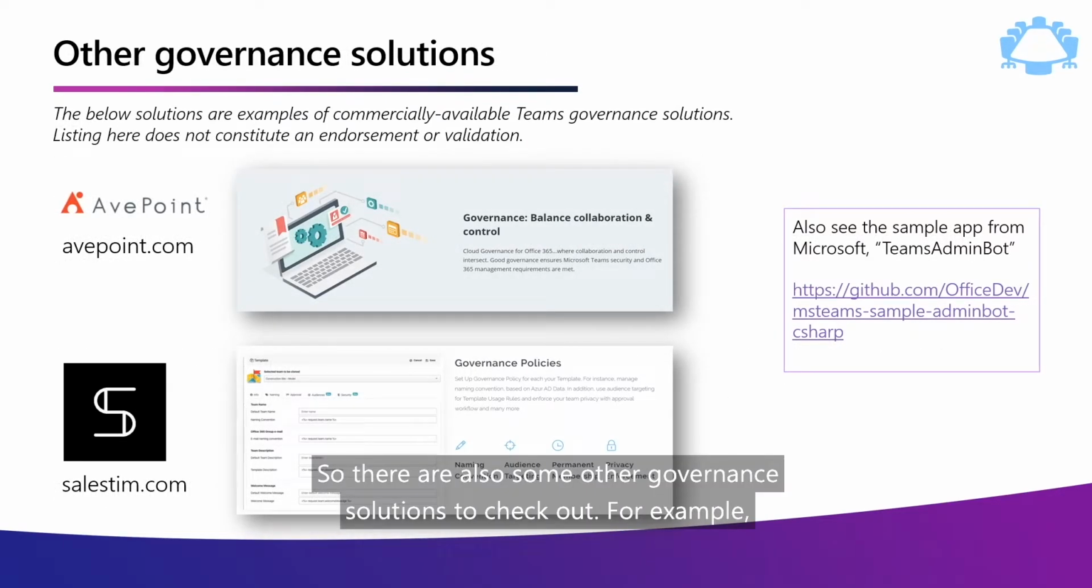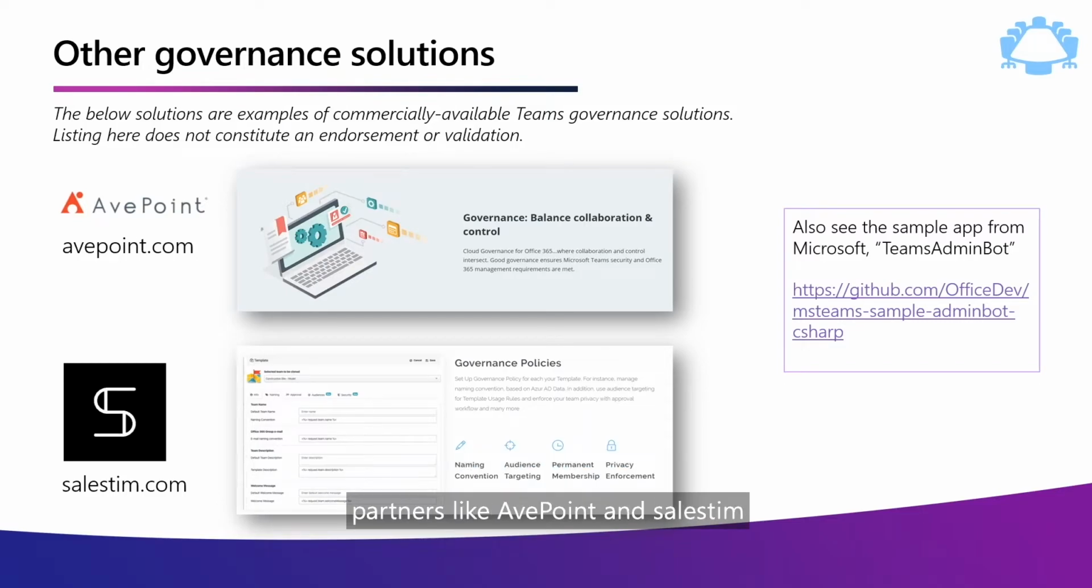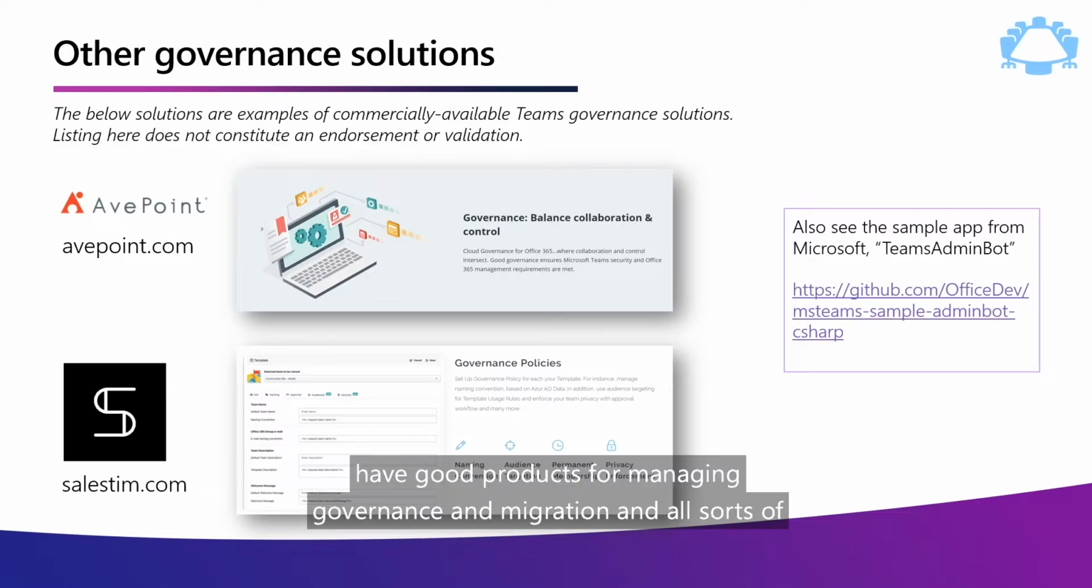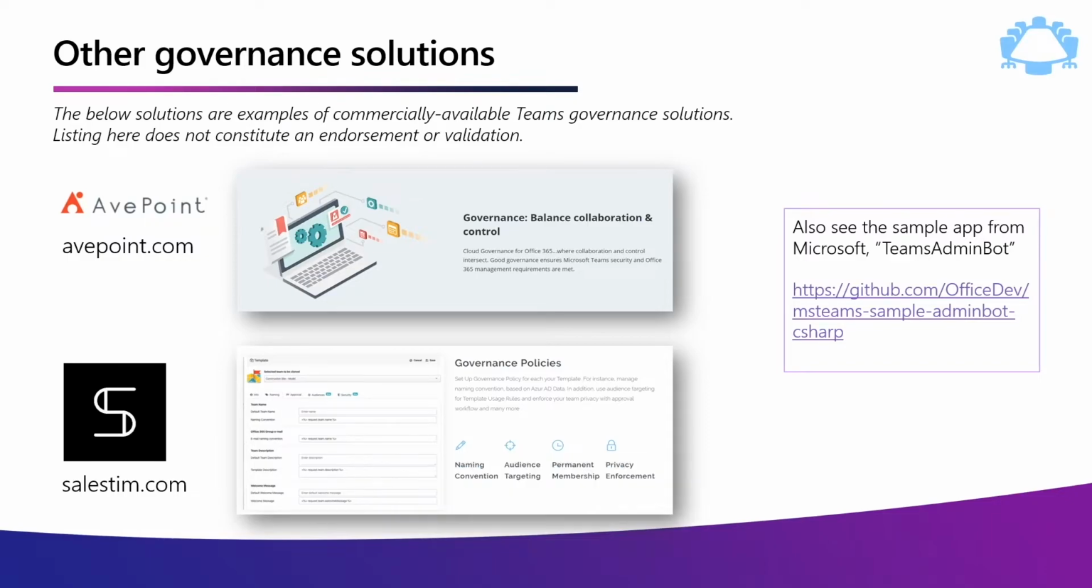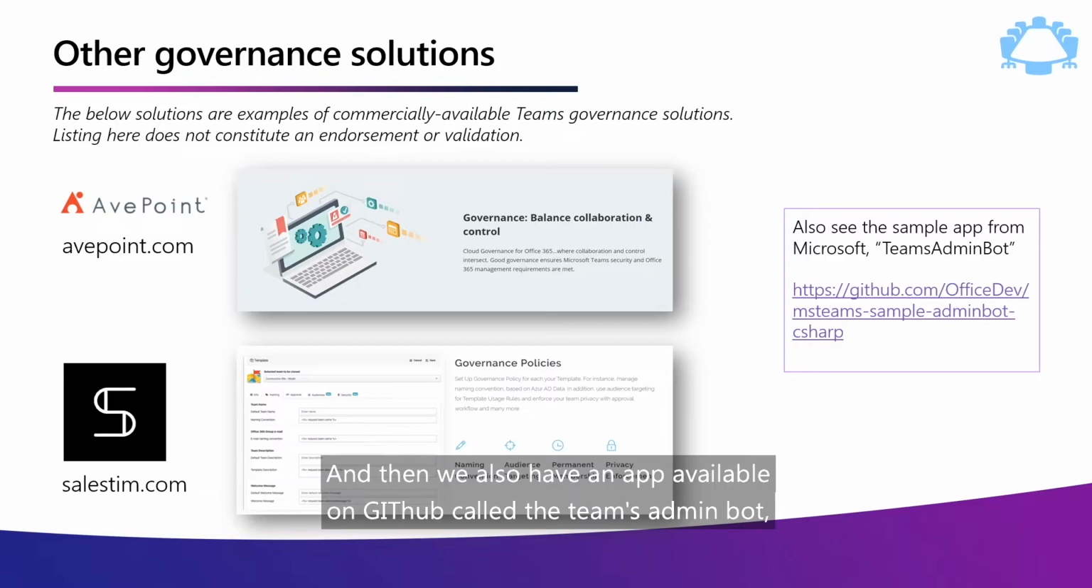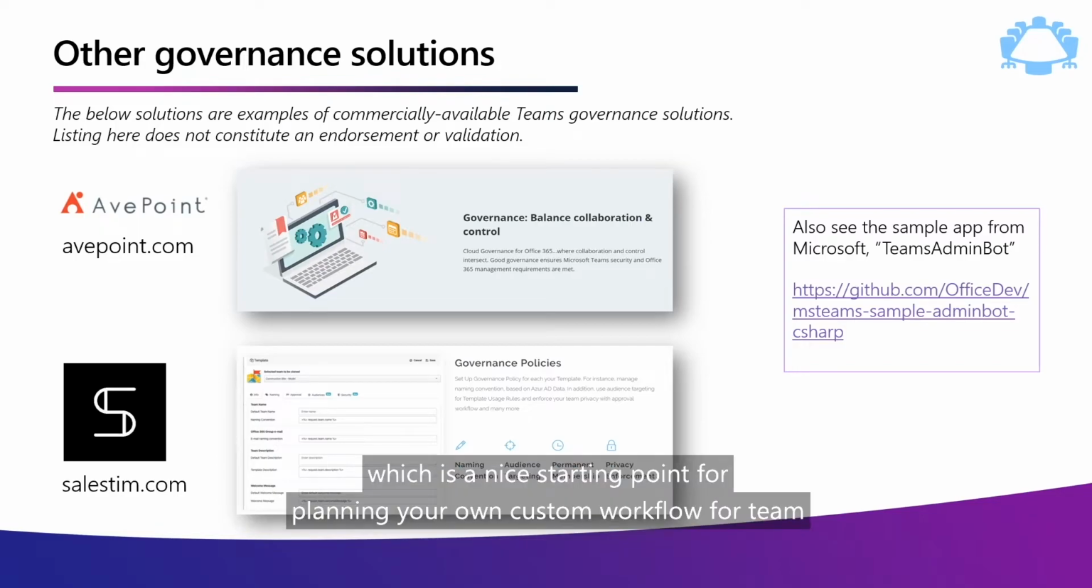So there are also some other governance solutions to check out. For example, partners like AvePoint and SalesTim have good products for managing governance and migration and all sorts of other capabilities. Definitely worth checking those out. And any other partner who builds atop our graph APIs. And then we also have an app available on GitHub called the Teams Admin Bot, which is a nice starting point for planning your own custom workflow for team management.